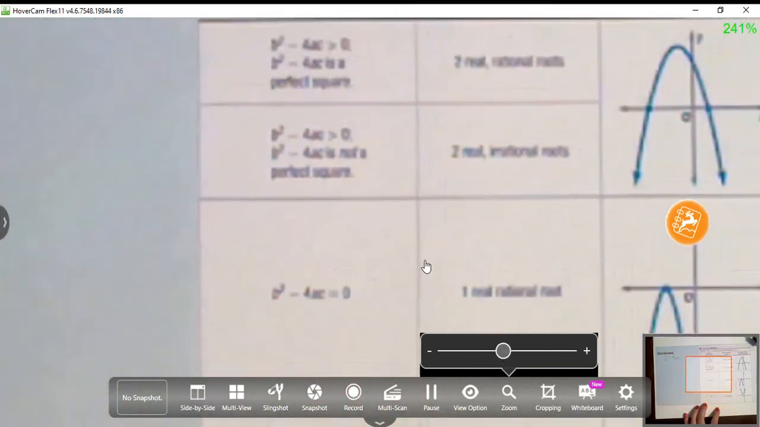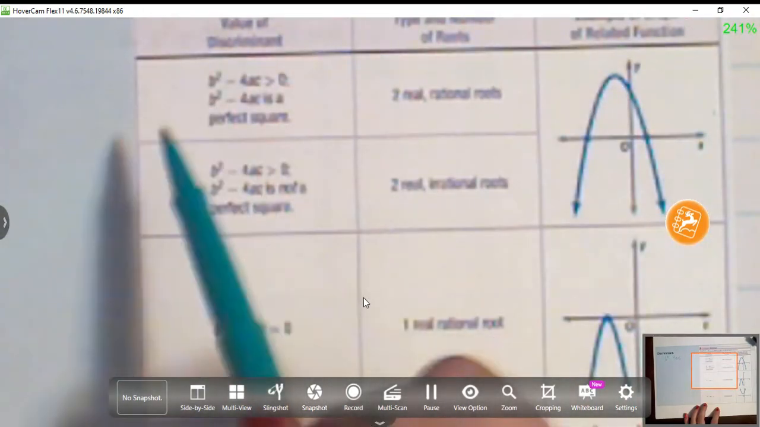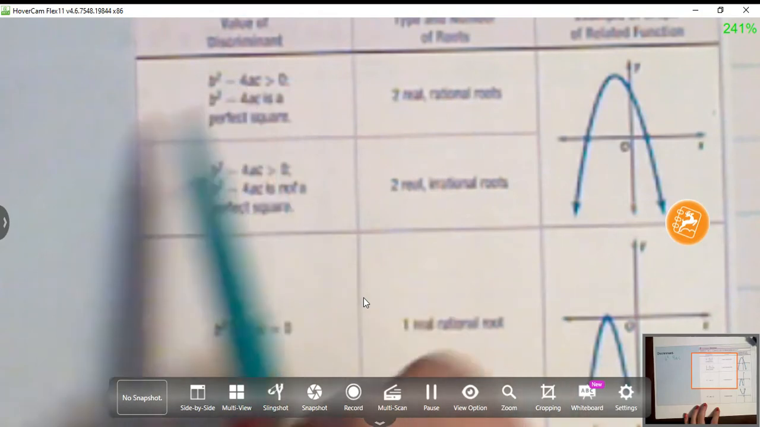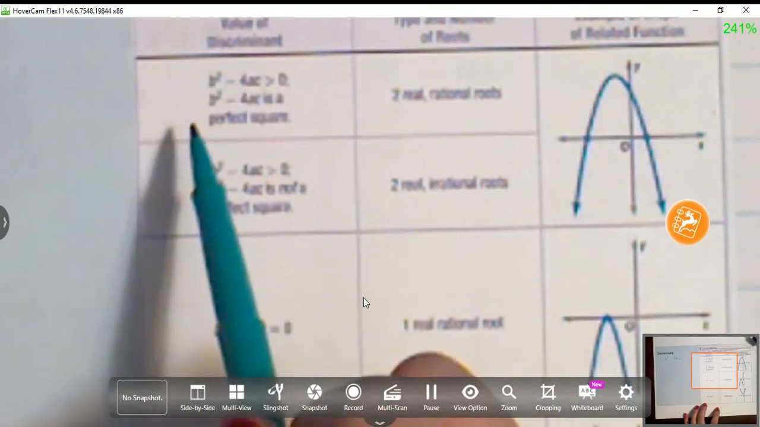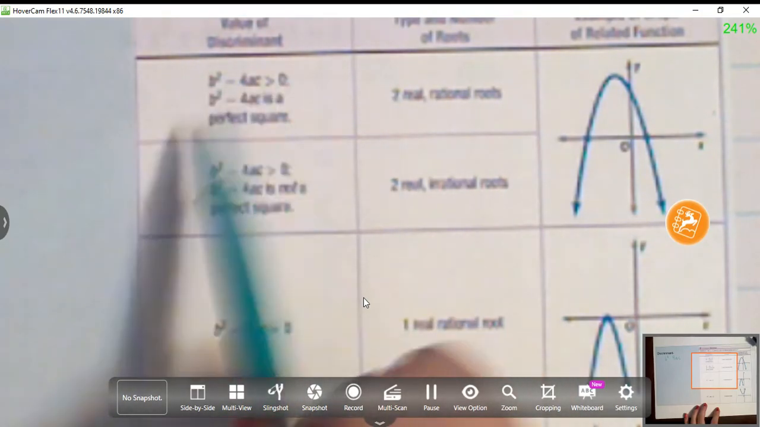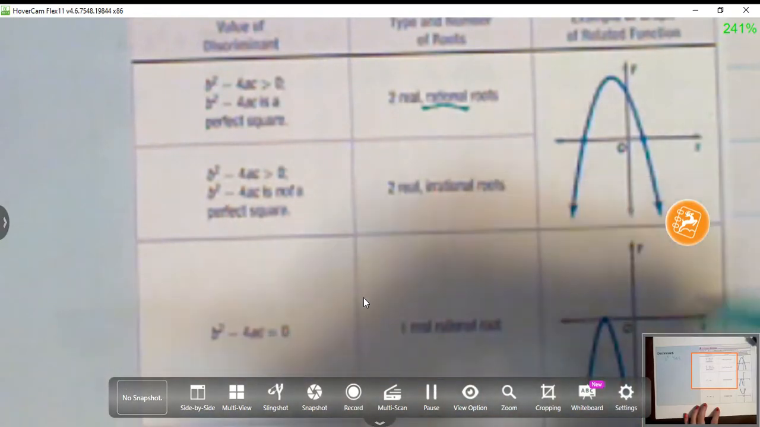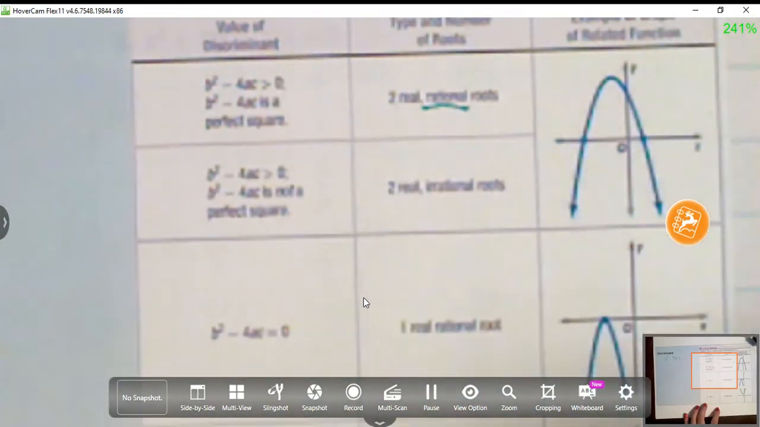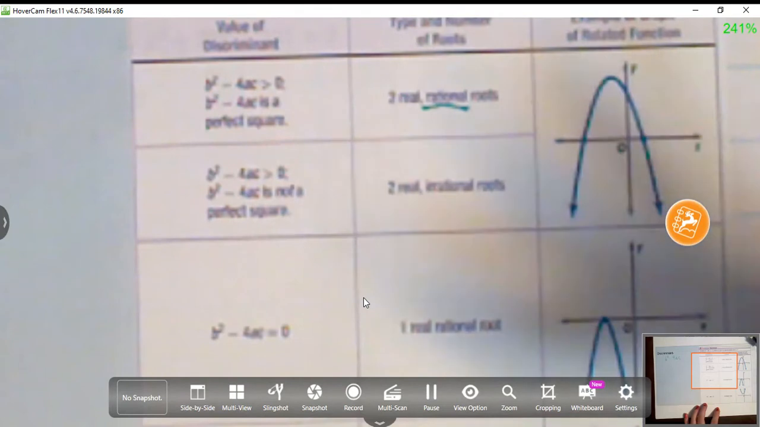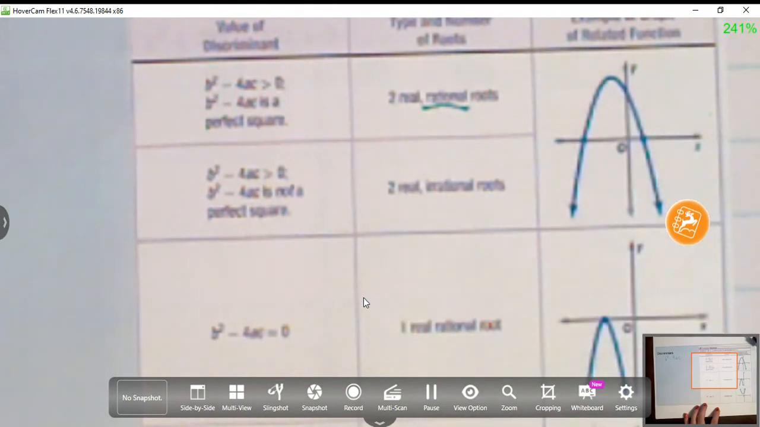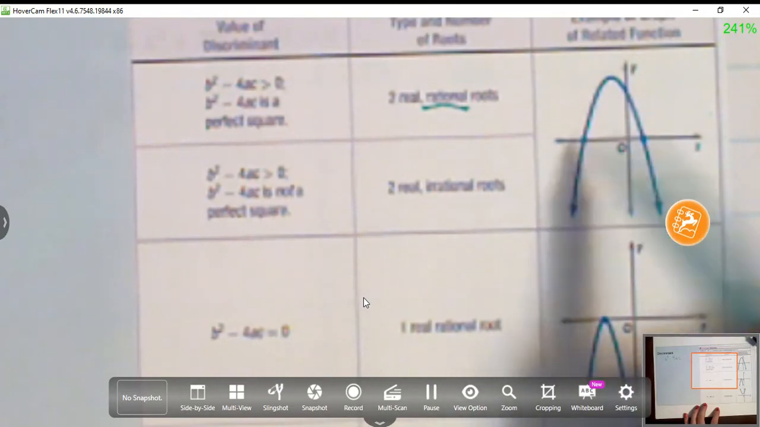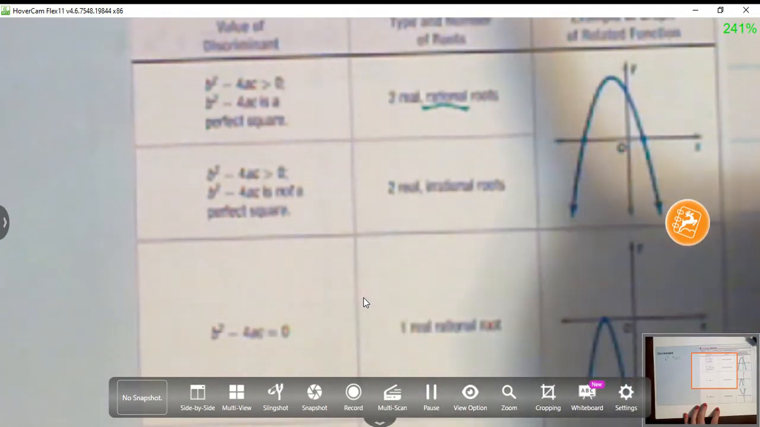So let me zoom in here. It's a little blurry, but we should still get it. If b squared minus 4ac is greater than 0 and it is a perfect square, we will have two real rational roots, which means that we can write them as a fraction or a whole number. Like our first one, we had positive 11 and 1. Those would be rational roots. And our graph means that we're going to go through our x-axis twice.